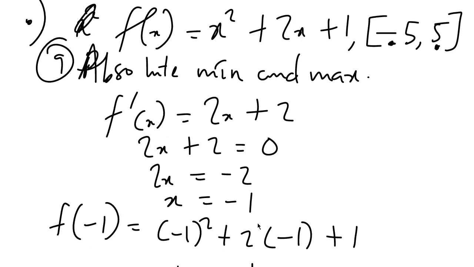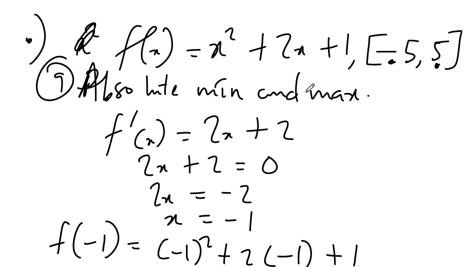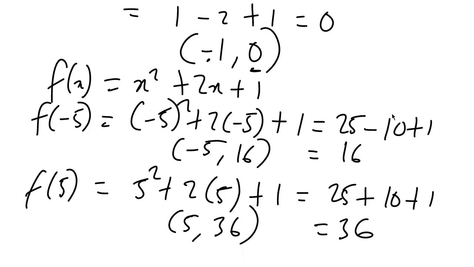Then in the case of minus 5, we got 16, 5, 36. And then the question asks you what's the absolute max. They ask you what's the absolute max among 0, 16 and 36. Which one is the highest? It's 36. That is the absolute max. Do you understand? So when you get the list of the critical points, testing at the end points, you check the one that is the lowest is the absolute min, the one that is the highest is the absolute max.